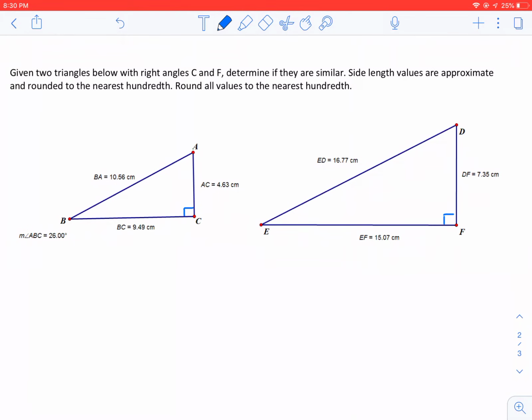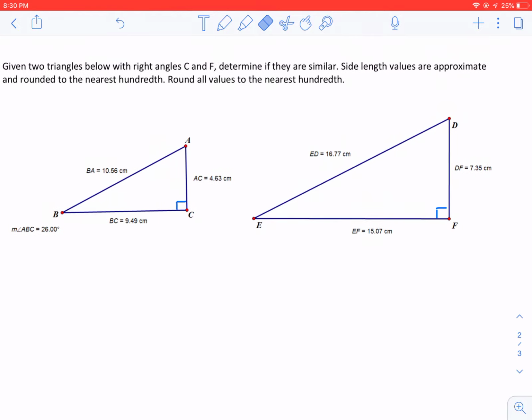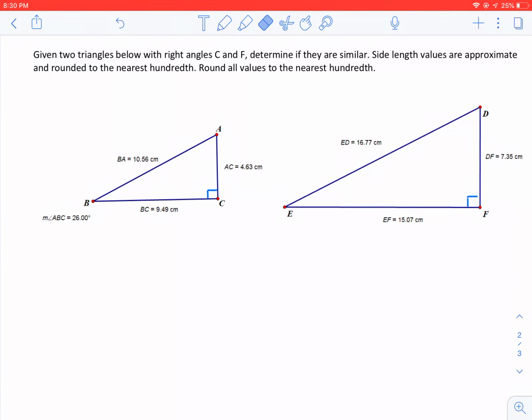All right. So, if triangles are similar, then we know CSSTP: corresponding sides of similar triangles are going to be in proportion. So, I can see if these sides are proportional, at least to the nearest 100th, because everything's rounded.